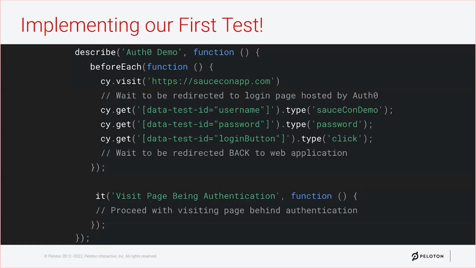In the beginning of each test case, we would visit our application, which I call sauceconapp.com. Then we would need to wait to be redirected to the login page hosted by Auth0. Next, we would enter our username and password and press the login button. Then we would have to wait to be redirected back to our web application. Finally, we can proceed with visiting a page behind authentication. This seems easy enough and very straightforward, right?